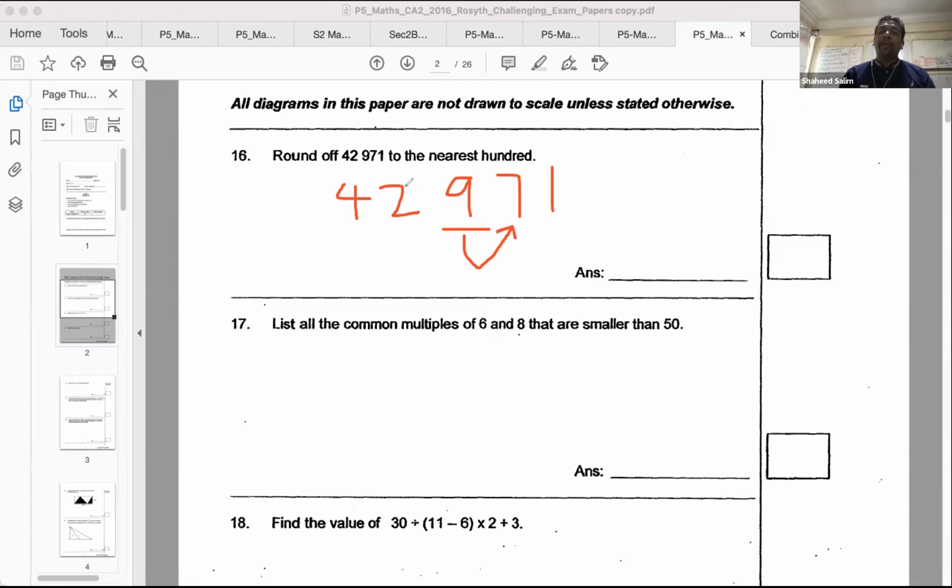Once you plus 1, 9 plus 1 becomes 10, so you have to add another 1 here and carry it over to that side. It becomes 4, 3, 0. If they say nearest 100, all the rest down here become 0, so it's 43,000. Okay, we got to practice this again. Can you try now?